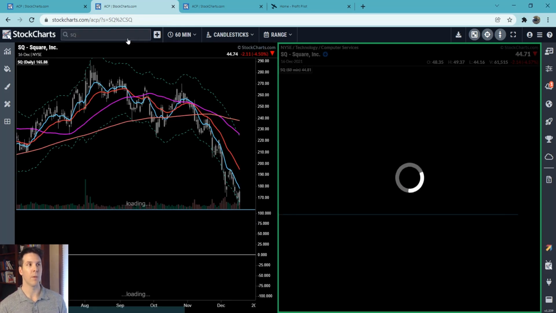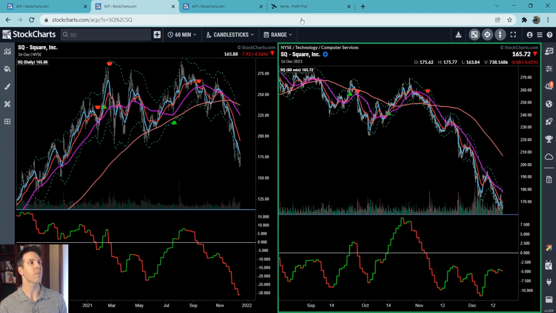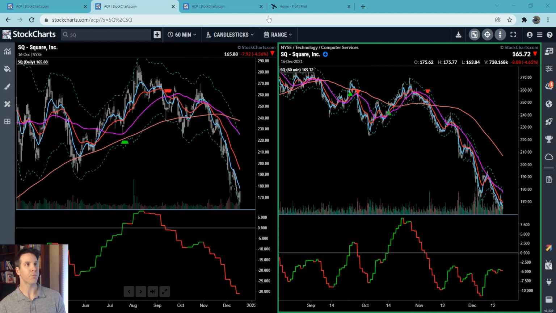And how about Square? Maybe another one that you guys are familiar with. I'm looking through this. Where this started, actually just like Task. Let me zoom in here so you guys can see that. Just like Task, you had price fall below the daily 50 and then it came up like this, got rejected by the underside of the daily 50.